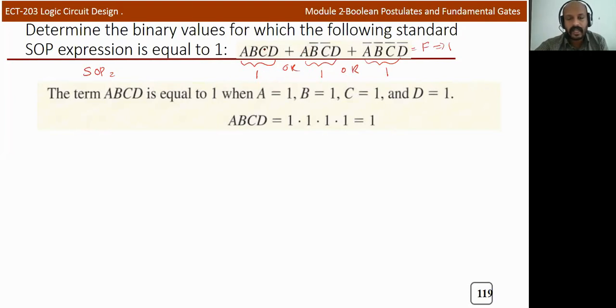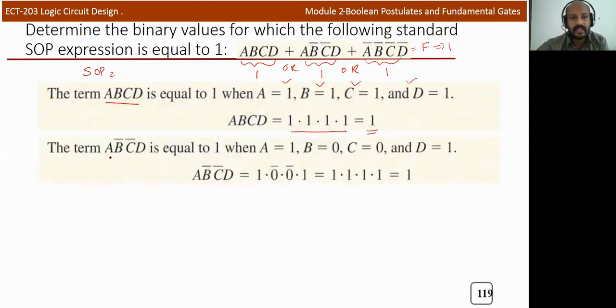So we got a condition like ABCD should be equal to 1. In order to get ABCD equal to 1, we know that if A is equal to 1, B is equal to 1, C is equal to 1, D is equal to 1, and if you perform the AND operation, you will get the answer equal to 1. So in order to get output equal to 1, if you're considering the first term ABCD, A should be 1, B, C, D should be 1.